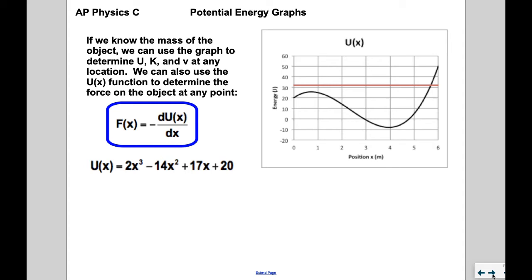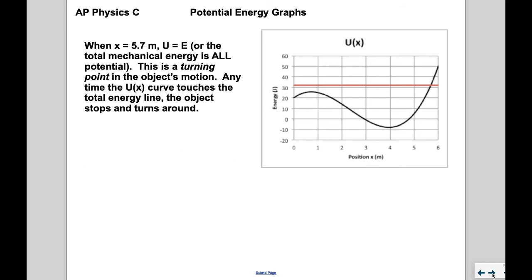That negative sign is important. If we consider locations on this graph where the slope is negative, the negative of the derivative would be positive and would indicate a force on the object to the right. If we see locations here where the U of x graph has a positive slope, the negative derivative would be negative, and it would indicate a force acting to the left.